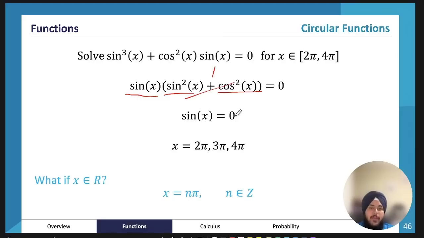And then you just look in your domain, where is sine x equal to 0? Well, that would be pi, 2 pi, 3 pi, 4 pi, 5 pi, so on and so forth. And then we just write the values in the given domain, which is 2 pi, 3 pi, and 4 pi. So here it's pretty straightforward. If it was something else, you would have to treat this like a null factor law. So sine of x equals 0, and whatever's inside this bracket equals 0, and then go from there.